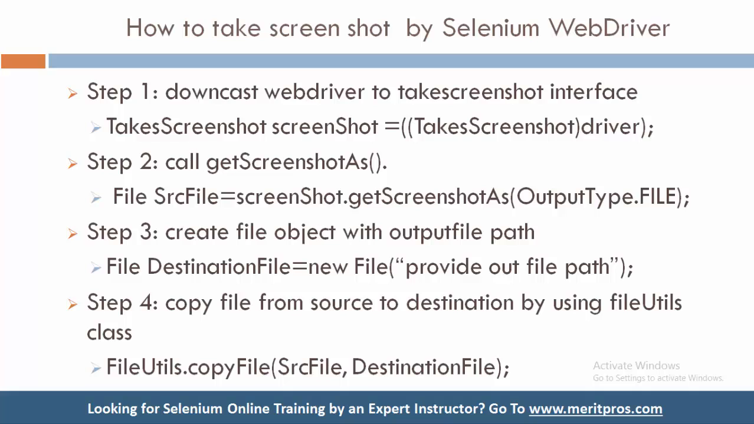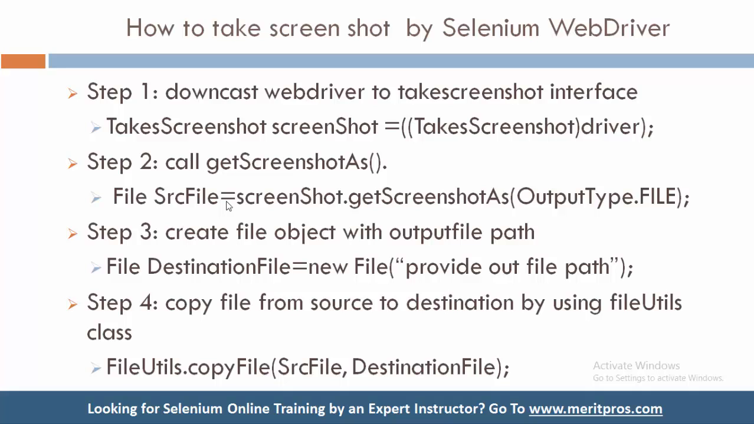Now, how do we take a screenshot by using Selenium WebDriver? We don't have a direct method in the WebDriver class, but in the Selenium jar itself, we have an interface called TakesScreenshot. So we need to downcast WebDriver to the TakesScreenshot interface, as shown below. Once we do that, we have a method called getScreenshotAs, which we call by providing the output type, so that it returns the screenshot file where it got created.